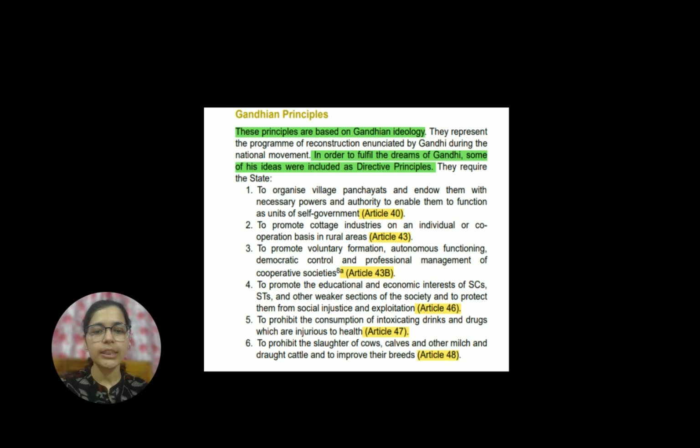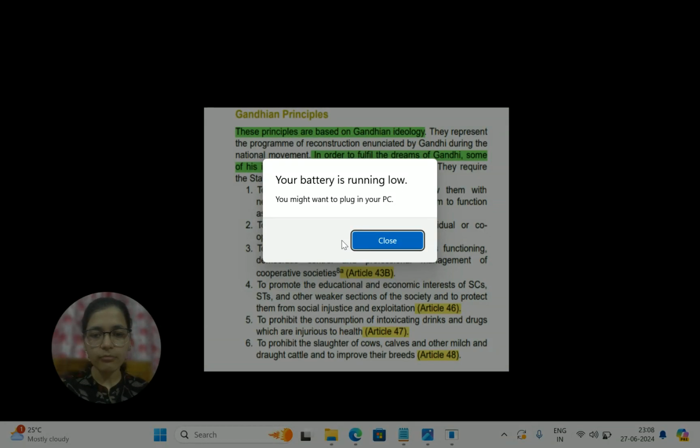Article 43B promotes voluntary formation of cooperative societies. Article 46 promotes the educational and economic interests. Article 47 prohibits the consumption of intoxicating drinks and drugs. Article 48 prohibits the slaughter of cows and calves.